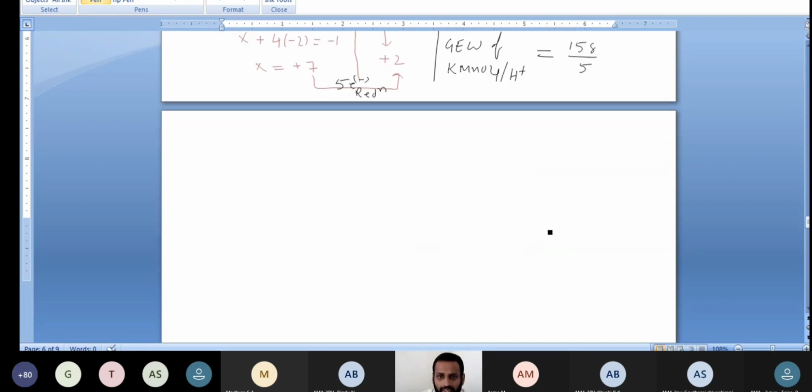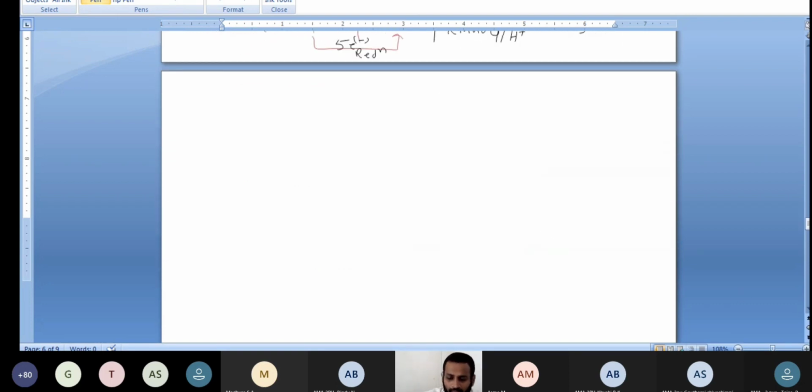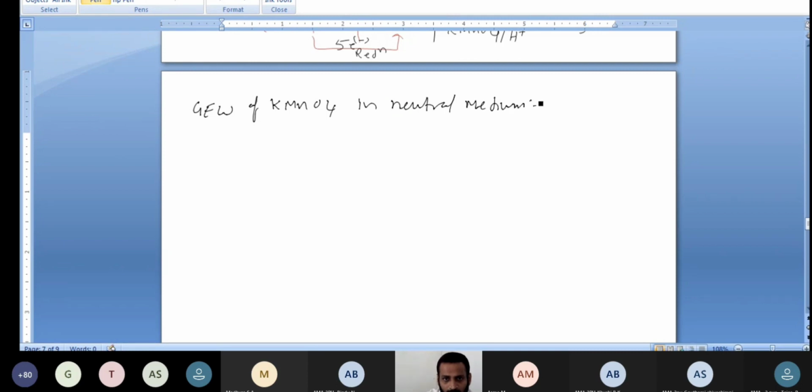Okay. So next, the same gram equivalent weight of KMnO4 in neutral medium. Neutral medium means everybody knows, right? Like water, or else some organic solvents like CCl4. There, for KMnO4, I'll write only MnO4 minus. Why? I told you already. The K plus won't change; it remains fixed.